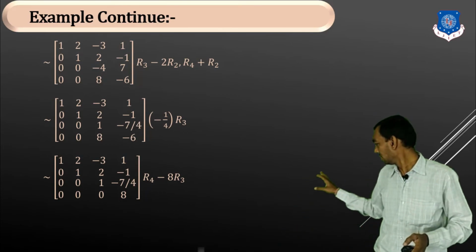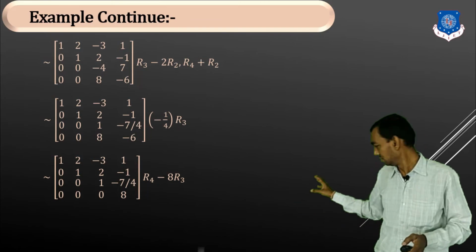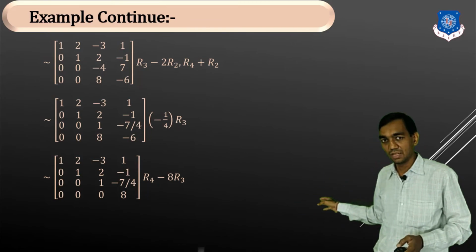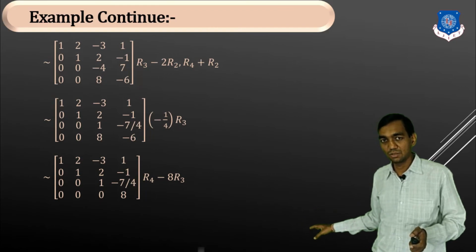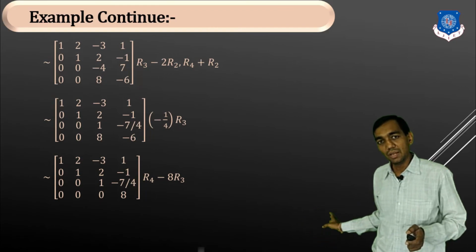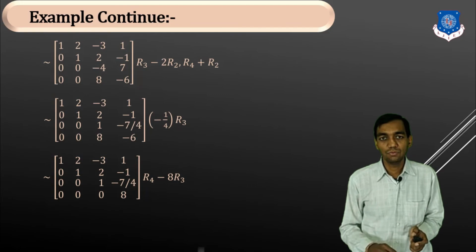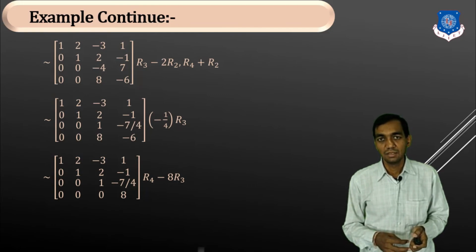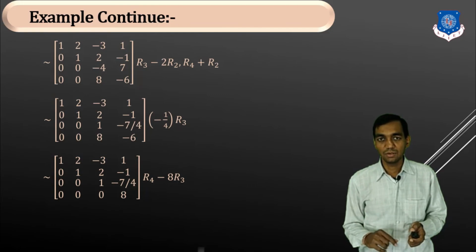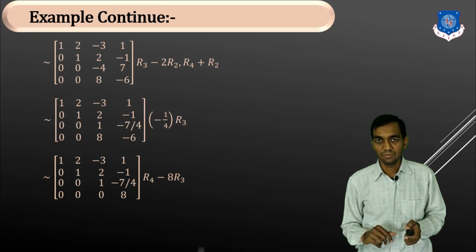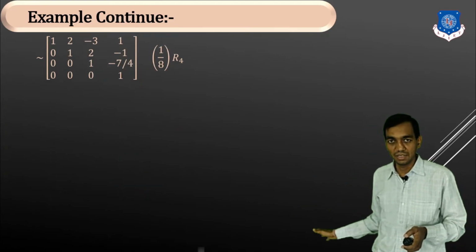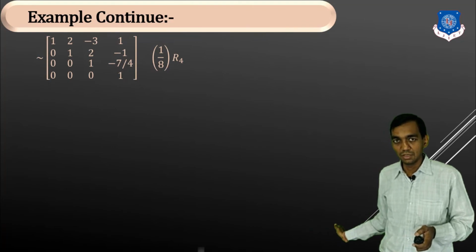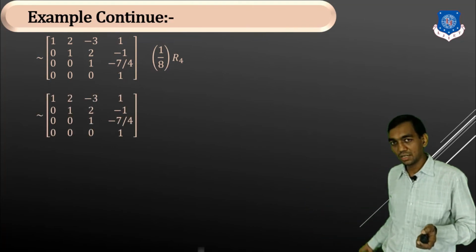And that will give 1, 2, minus 3, 1. 0, 1, 2, minus 1. 0, 0, 1, minus 7 by 4. And the last row will be 0, 0, 0, 8. Okay. Now once you have this entry 8, we are going to simplify this term. Now dividing the last row by 8, that will give you 1. Now this is your row echelon form.